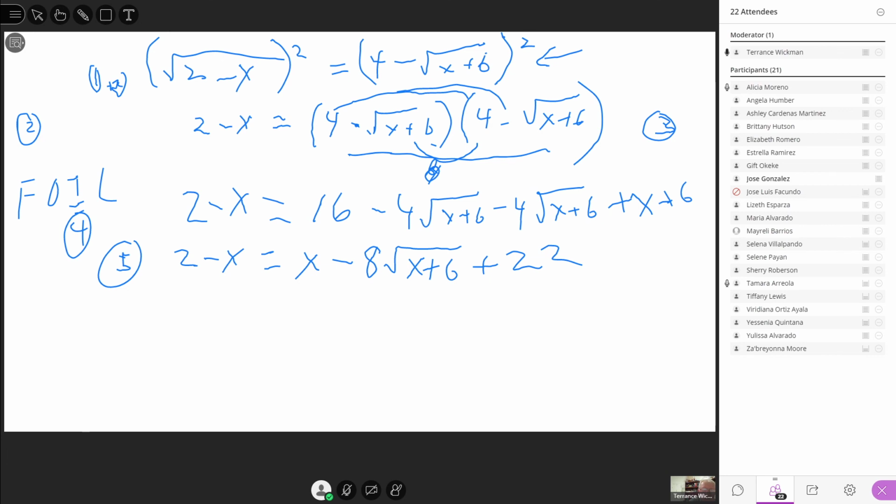That's what you're trying to do, because then you can get rid of the square root. Now, on the right-hand side, we've cleaned the left-hand side up. We got 2 minus x. It's easy. But on the right, we have a mess.